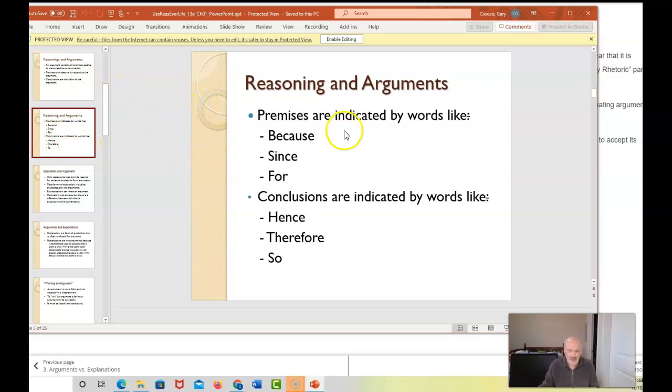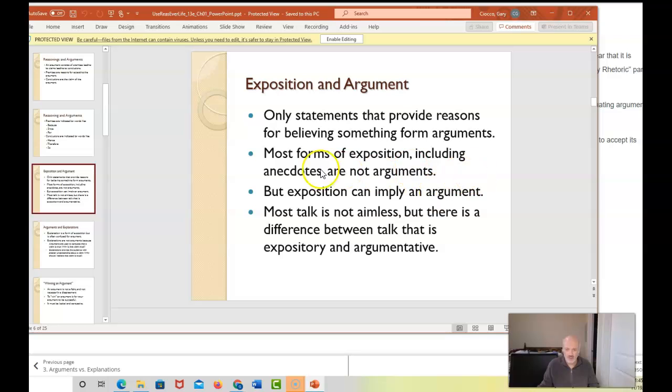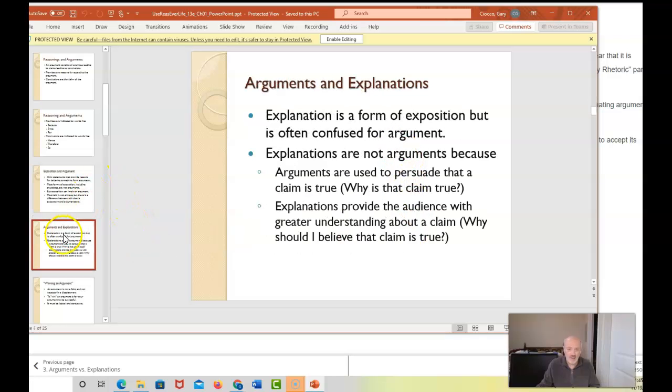So clearly, indicator words can be very important for identifying arguments, but they are no guarantee, because the important thing that's going on in an argument is what is in between the lines, between the premises and the conclusion. Again, as it says here, only statements that provide reasons for believing something can form an argument. Therefore, if you are not doing that, you are not arguing.